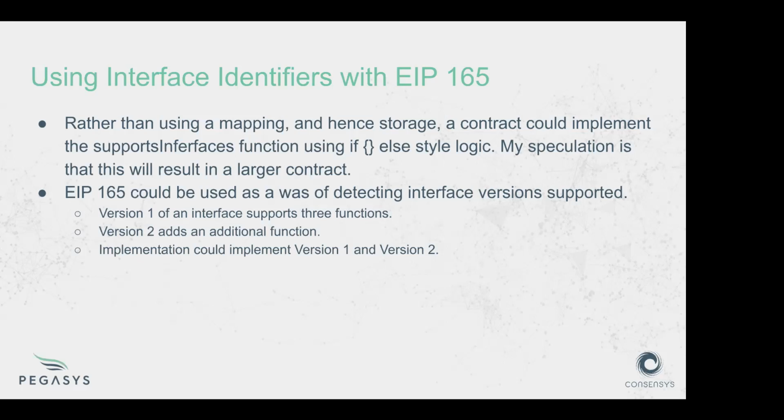So how you could imagine this being used is, maybe you've got a version 1 interface for a contract, and that has 3 functions. And then the version 2 interface adds an extra function. And so you've got implementations of your contract deployed to Ethereum mainnet, and some of them are version 1 and some of them are version 2. So rather than having to have a big long list of which one's version 1 and which one's version 2, you can use EIP 165 to work out which one supports which version of the interface.